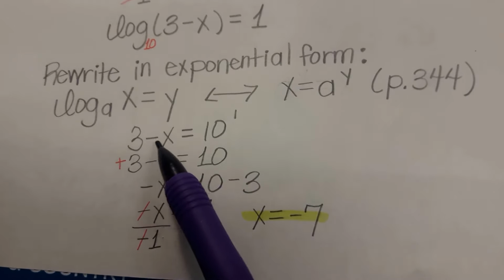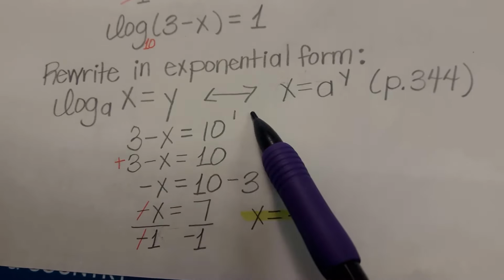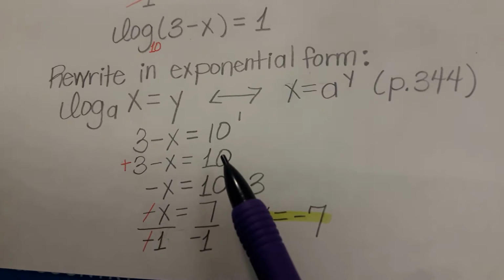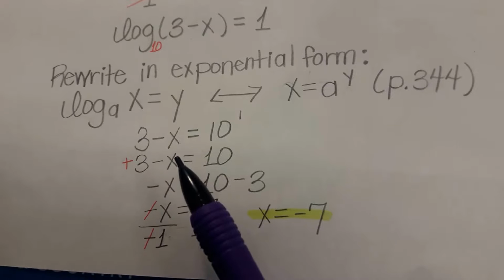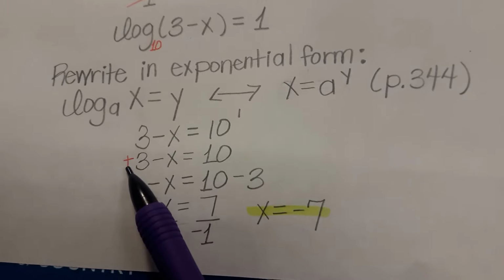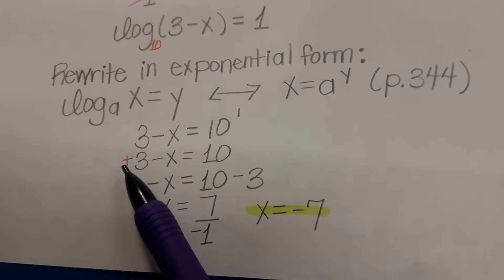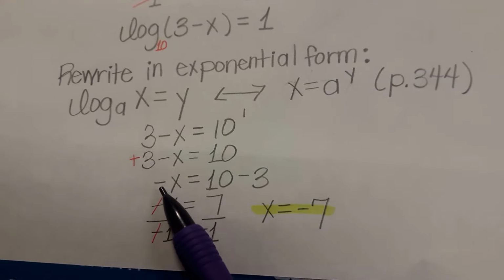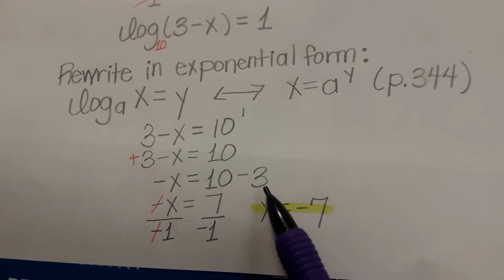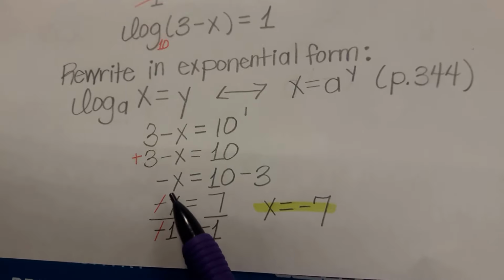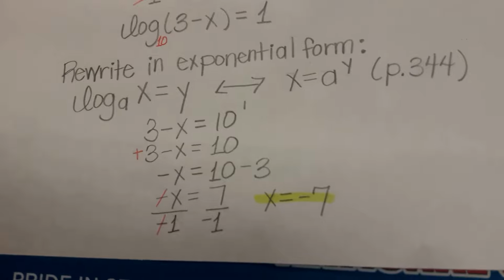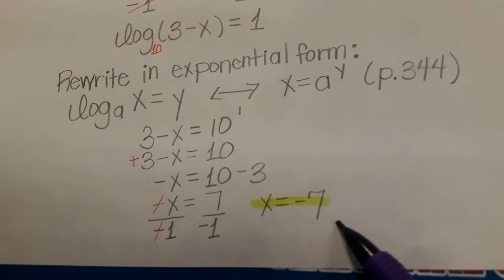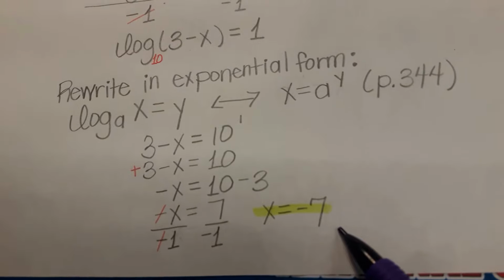So I have 3 minus x equals 10 to the 1 power, and we got all that information from up here. And then we just solve for x like a regular equation. Again, you know this is understood to be a positive x. So to move it to the right, it becomes minus x. I have negative x equals 10 minus 3, which is positive 7. Divide both sides by negative 1. So 7 divided by negative 1 equals negative 7. So x is negative 7.